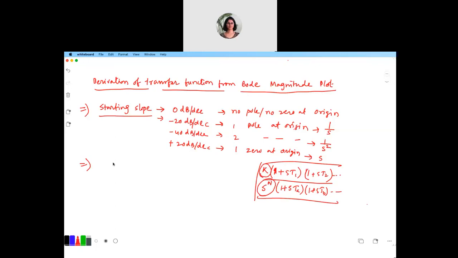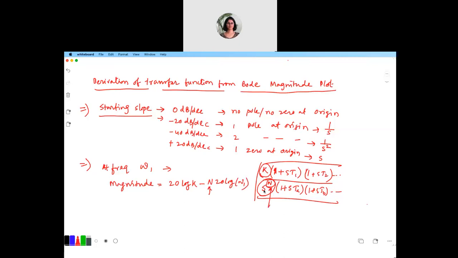How do I get this? At any frequency, if I know the magnitude, then I can find out the magnitude at that point. So at frequency omega 1, I can calculate the magnitude as 20 log k minus n times 20 log omega 1, where this n and this n are the same.